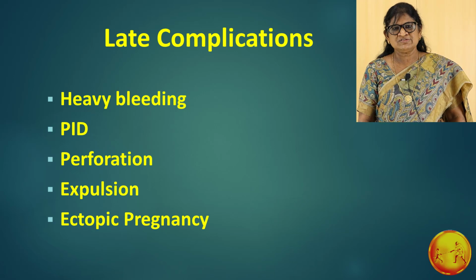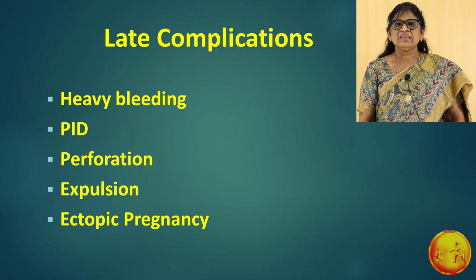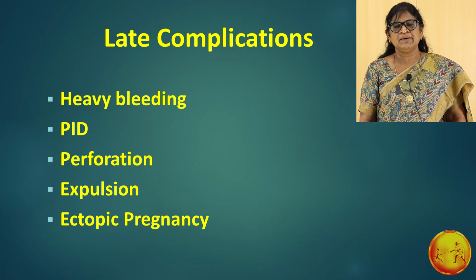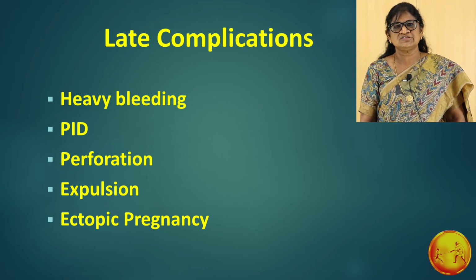The Lippes loop, which is not used nowadays, is an inert one, so even if it perforates, it is left like that. But the medicated devices cause some reactions in the abdominal cavity, so they should be removed. If the IUCD is displaced and it is still in the uterine cavity, we remove it by doing either a D&C or using a hook or hysteroscopy. But if it is in the peritoneal cavity, we can do a laparoscopy or laparotomy.